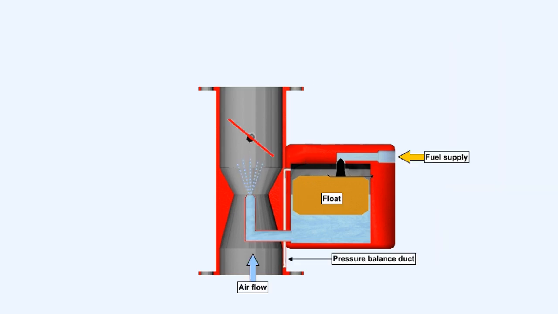Equalized pressure conditions can only be obtained by connecting the float chamber directly to the air intake by a duct, which is called the pressure balance duct, shown here.